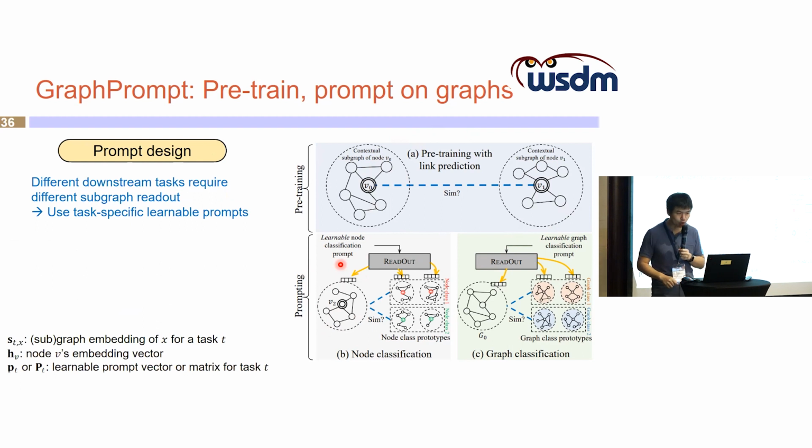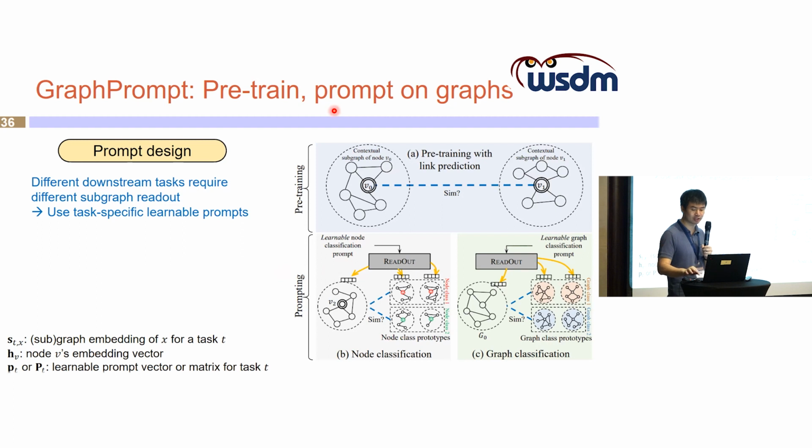Then how do we design our prompt? Different downstream tasks require different graph readouts. Because we are computing the similarity between subgraphs, we need the graph readout operation to aggregate the node representation into a graph representation. And different tasks may require different readouts. Some tasks may focus on particular features for certain classes; in other tasks, maybe it's another set of features that is important. So we need to use different prompts to guide them, for whichever task, on which part is more important.